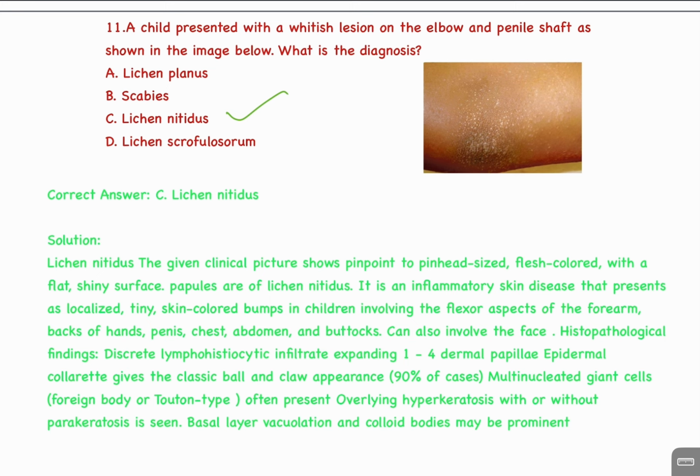This is seen in 90% of the cases. Multinucleated giant cells, foreign body or Touton type, are often present. Overlying hyperkeratosis with or without parakeratosis is seen. Basal layer vacuolation and colloid bodies may be prominent.